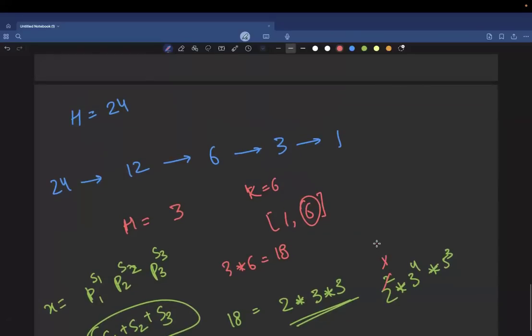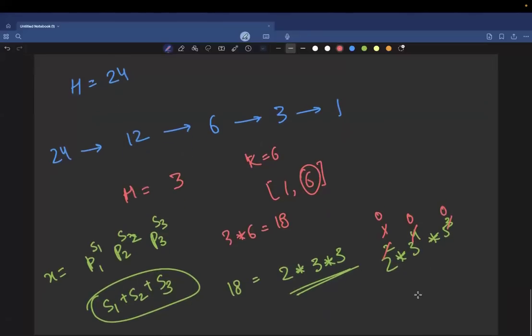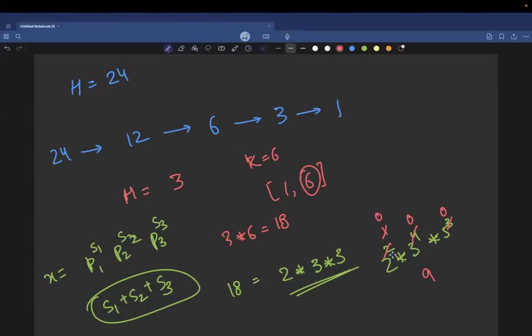Then after another game, it will become equal to 3 raised to the power 4 into 5 raised to the power 3. Then after 4 games, it would be 5 cube only. After 3 more games, it would be equal to 1. So you would be able to play 9 games. That is 2 plus 4 plus 3.